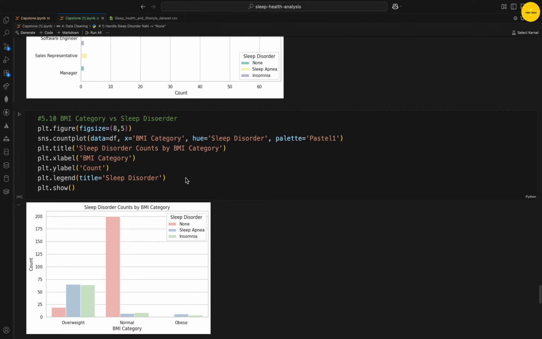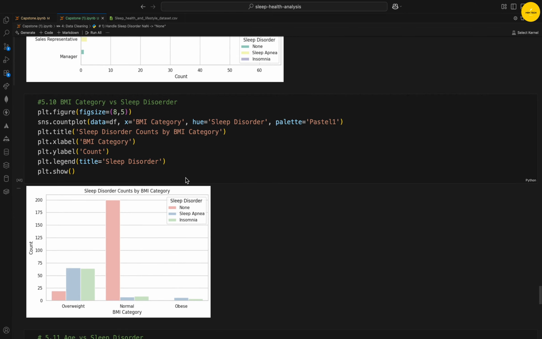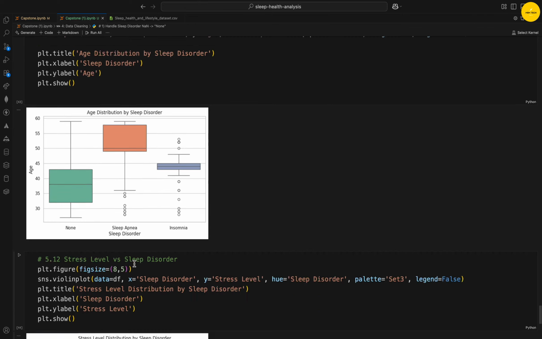And this chart shows the relationship between the BMI category and the sleep disorder. And it shows that the individuals who are overweight or obese have the highest number of sleep disorders, including insomnia and sleep apnea. This is a very important finding that connects BMI directly to sleep health.